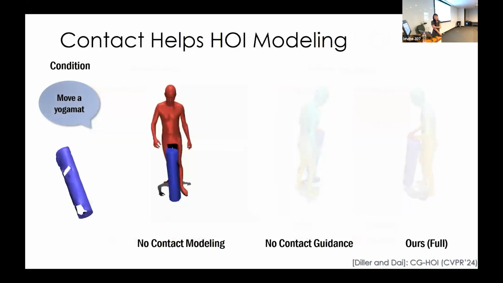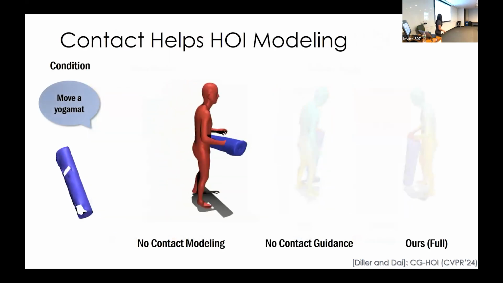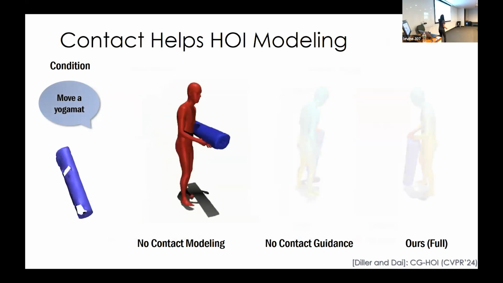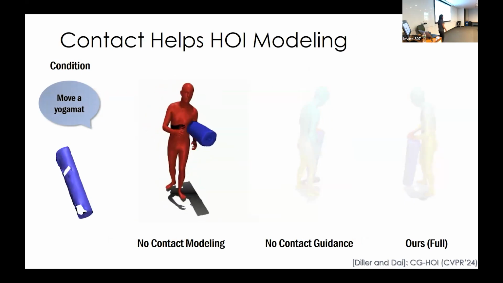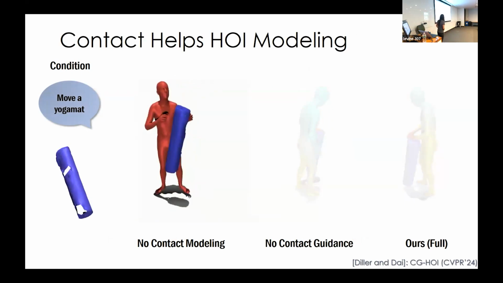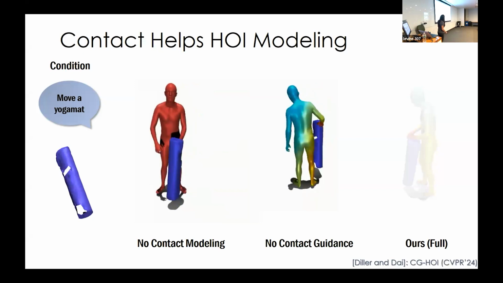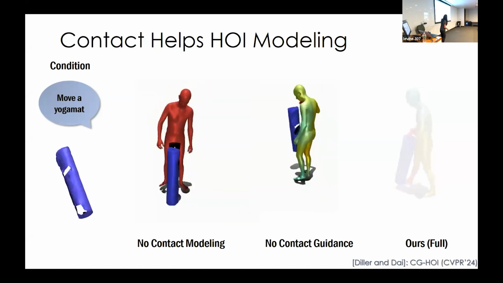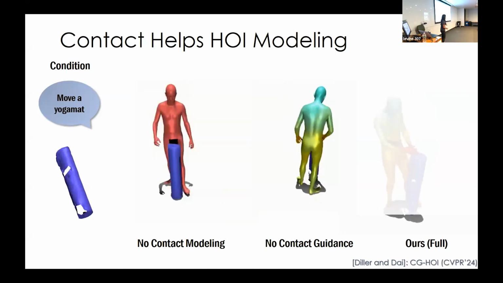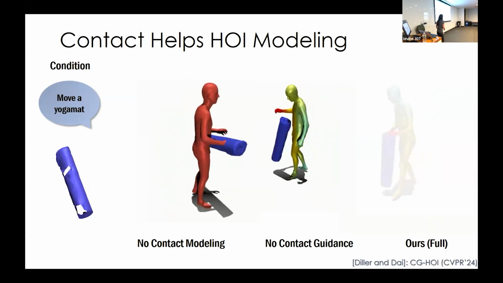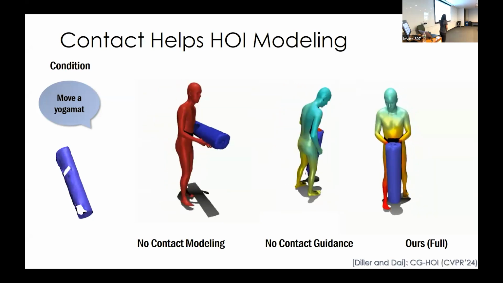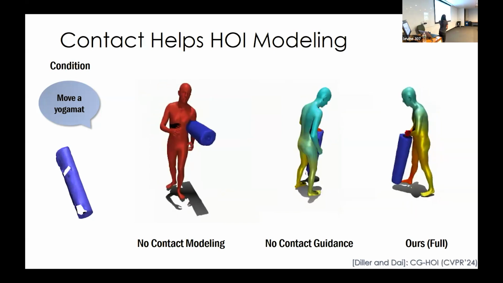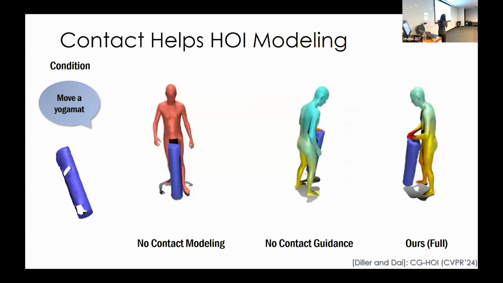In fact, you can also see that if we don't model any contact in the training process, you end up with a lot of the similar floating artifacts that you saw in the previous state of the art. If you model contact but don't use it at test time, the object follows the person well, but is usually a little bit shifted. And then finally, if we model the contact and also use it as guidance in the synthesis, then we can get a much better interaction with the object.